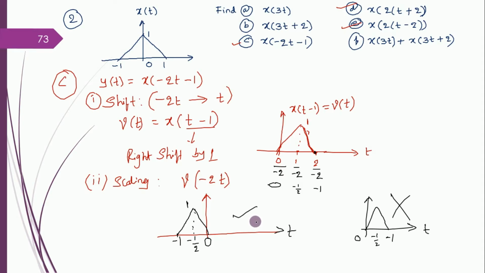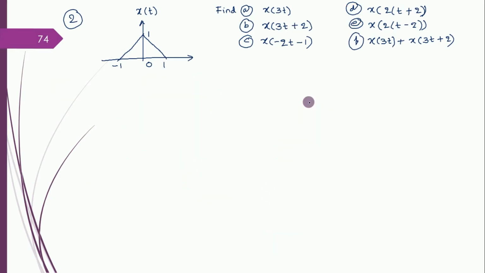This is wrong. Okay, this is right. So make sure to take care when you have the reflection, it should come onto the left hand side if it is a minus values of the time axis. Okay, so with this, we'll go to the next problem.